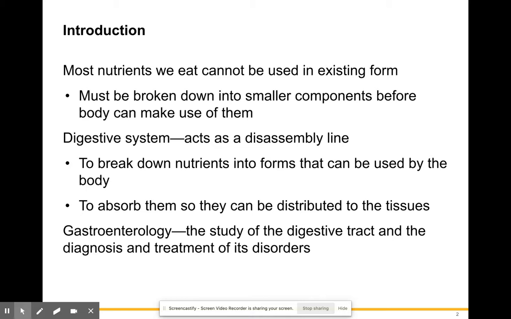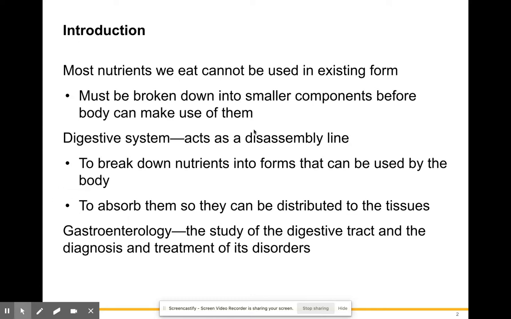Most nutrients that we eat are not actually used in the existing forms that they are in our digestive system. What that means is you don't use a hamburger in the hamburger state, so to speak. What you do is you take the components that make up a hamburger, or whatever it is that you're eating, and you break them down into usable forms that we call nutrients. And the digestive system acts as a disassembly line. So not an assembly line where it puts things together, but it takes them apart into their smaller pieces.